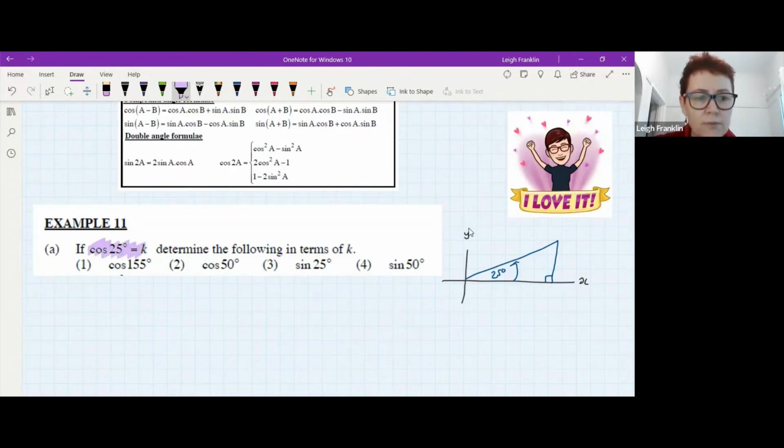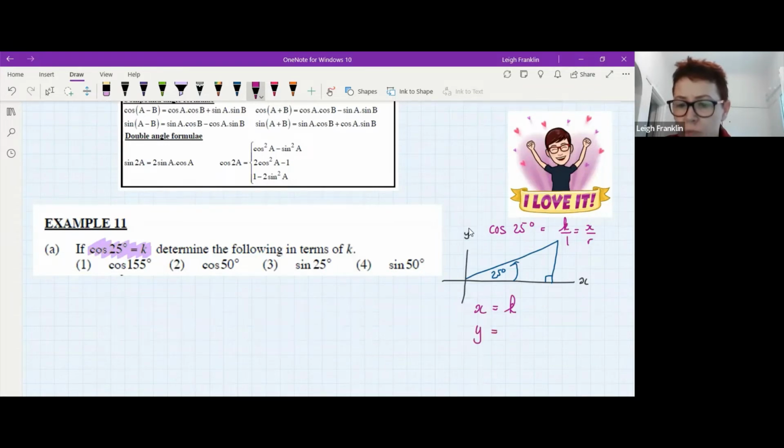The cos of 25 is k. So we all know that the cos of any angle is x over r. What they are telling you here, matrics, is that for the purposes of this question, your x coordinate is called k. We do not know what the y coordinate is. We can't calculate or determine y from cos theta. And the other thing that they are telling us is that r is equal to 1.